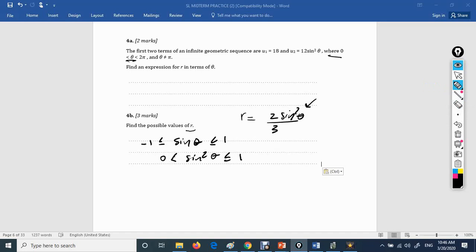Okay, so now since we have that, how can we convert this into that? Well, very simple. If you have an inequality and you multiply the 3 terms in the inequality, then we can get the same expression. So let's multiply 0 by 2/3. That's 0. Sine squared of theta by 2/3, we get the same expression that we had. And 1 times 2/3 is 2/3. So there we go. Because of this, we can say that r is greater than 0 and less than or equal to 2/3.